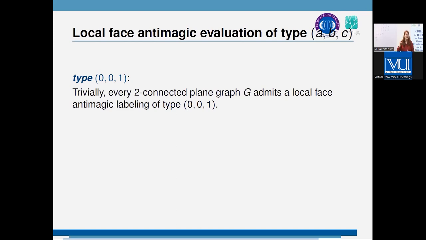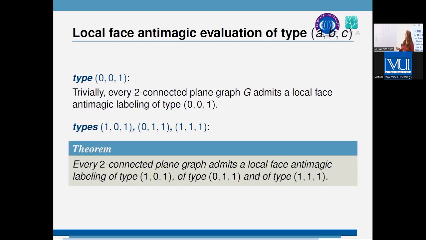So it means that we label faces. Which numbers do we use for labeling faces? 1, 2, 3, up to the number of faces. What will be the weight of the face? The label itself. So trivially, we have the labeling. If you would like to connect it, it's just a condition that you need a nice way to evaluate the weight of the face, so that you count every edge just once. So it's just for this reason. Okay, so this is the trivial case.